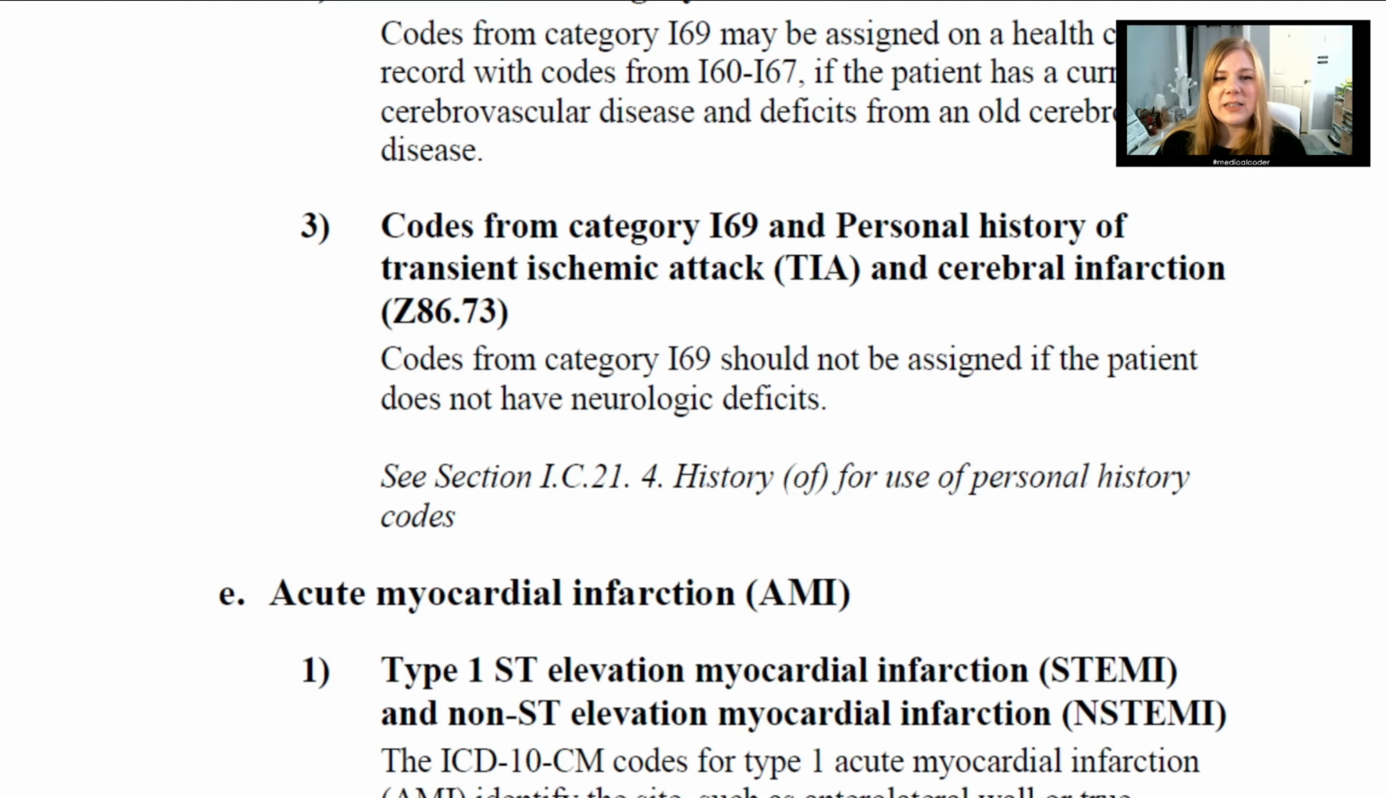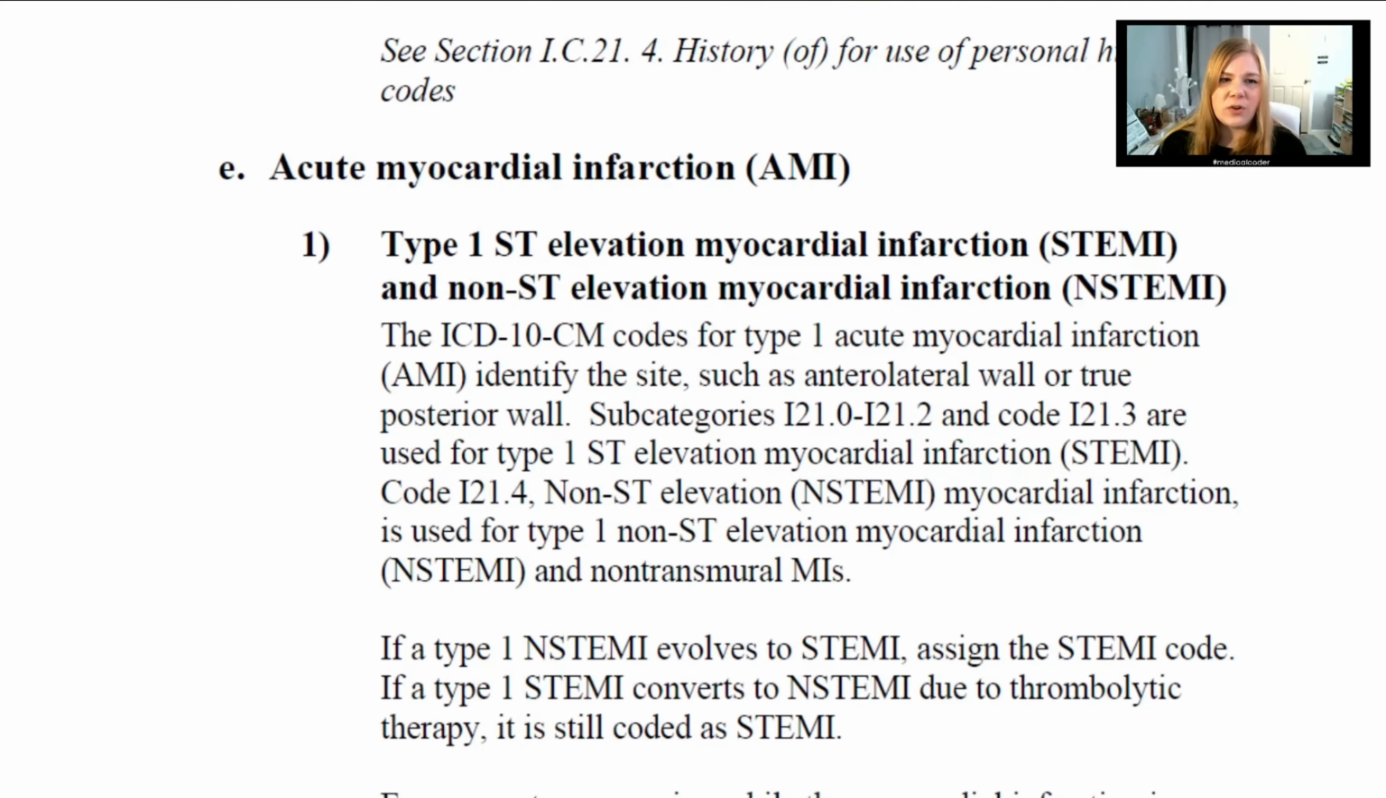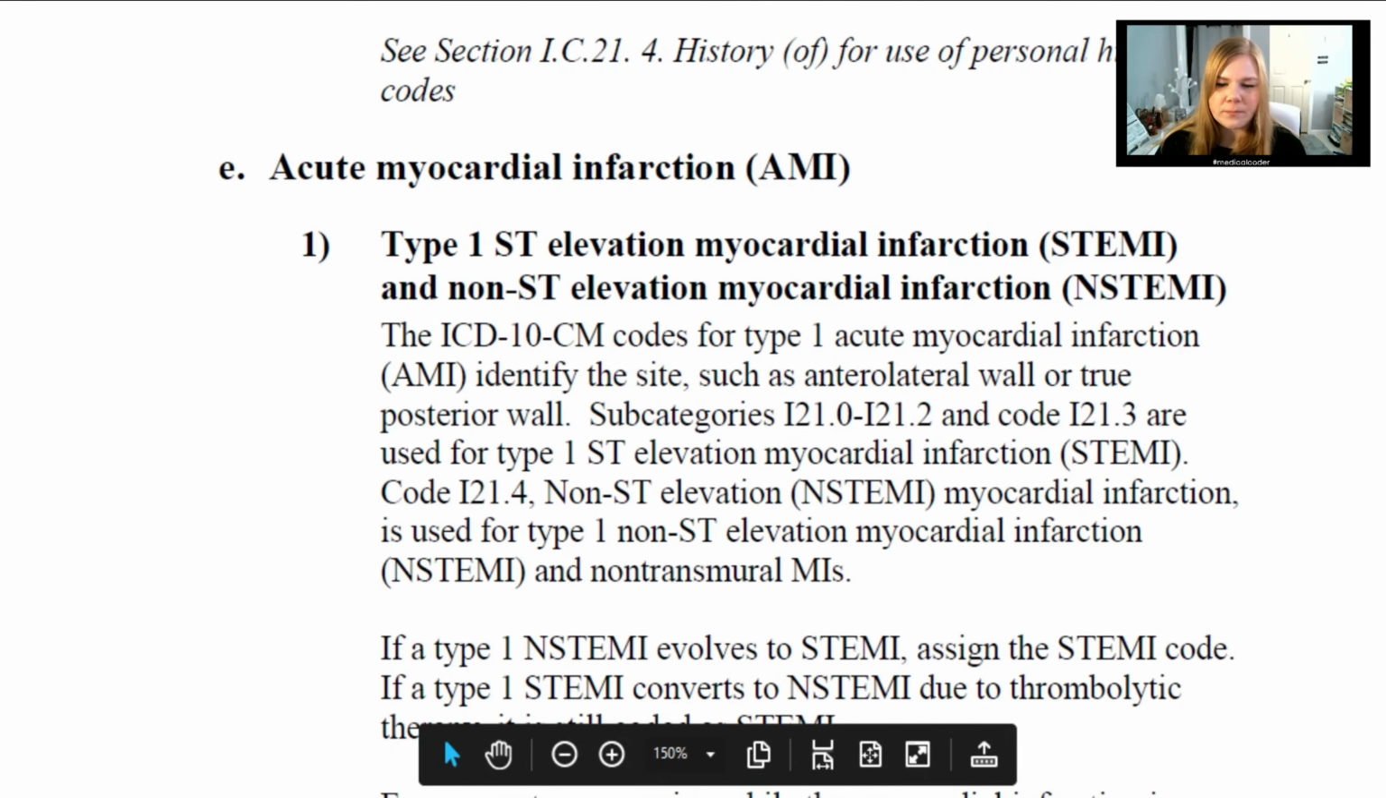Codes from category I69 with codes from I60 through I67: codes from category I69 may be assigned on a healthcare record with codes from I60 through I67 if the patient has a current cerebrovascular disease and deficits from an old cerebrovascular disease. Codes from category I69 and personal history of TIA and cerebral infarction: codes from category I69 should not be assigned if a patient does not have neurological deficits.